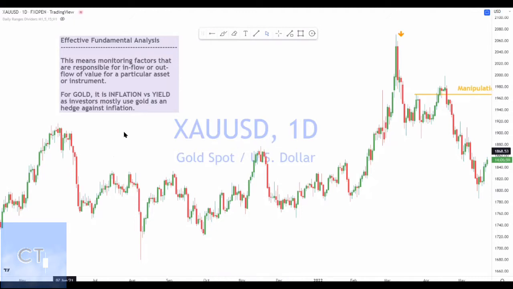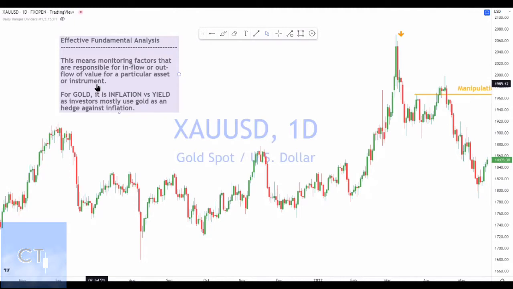And let me just give you a definition of what I call fundamental analysis. So that's where we begin from. So, what is actually fundamental analysis? This is how I define it. It means monitoring factors that are responsible for inflow or outflow of value for a particular asset. That is the definition for fundamental analysis, according to me.